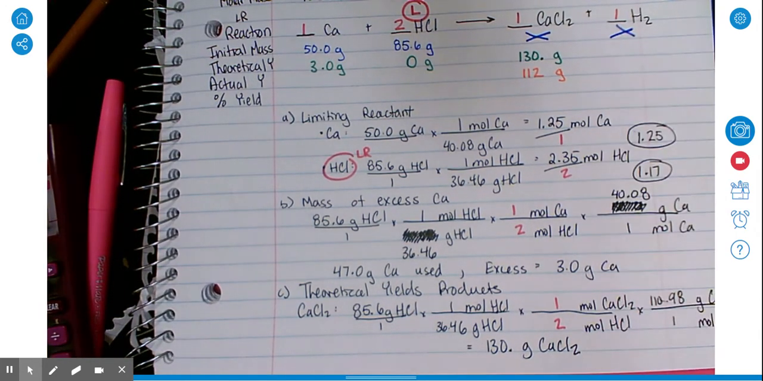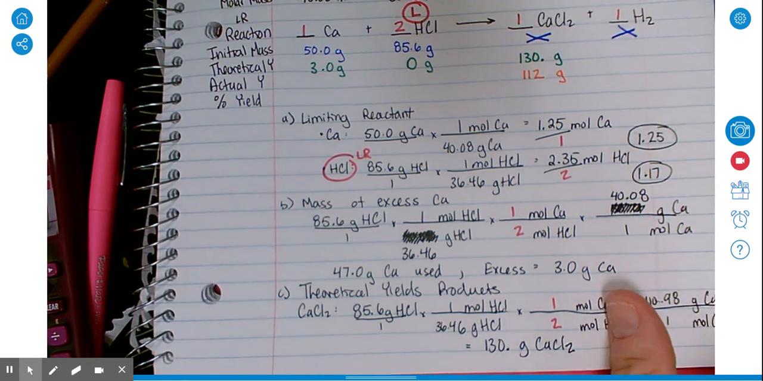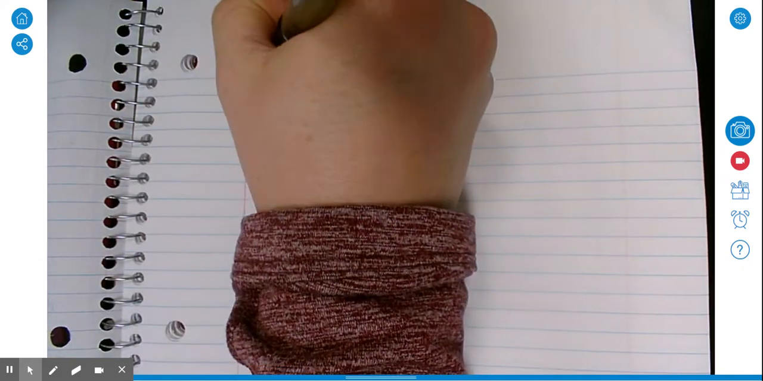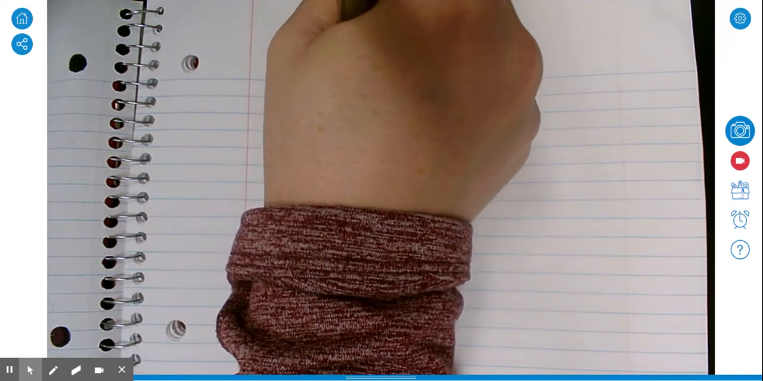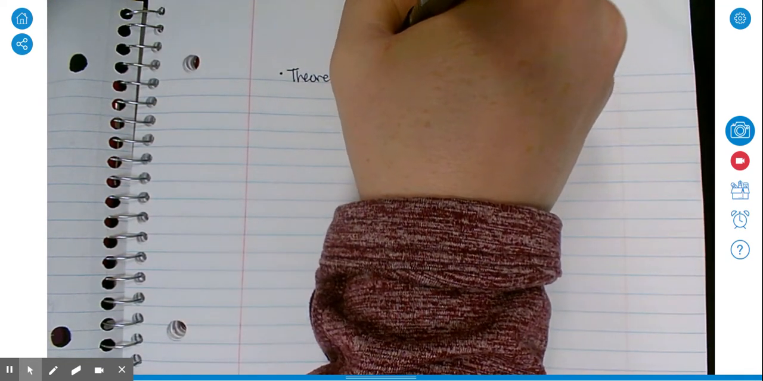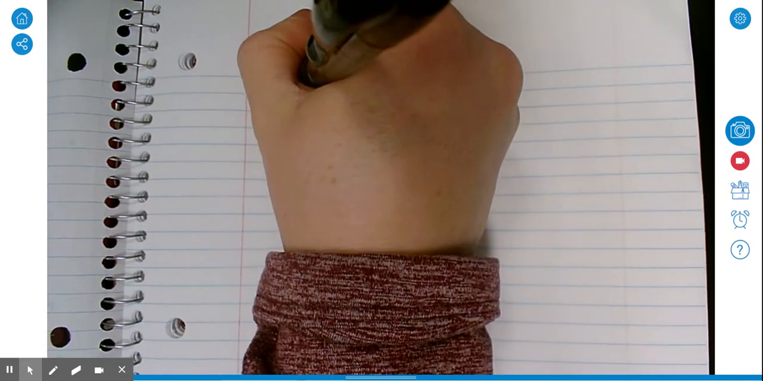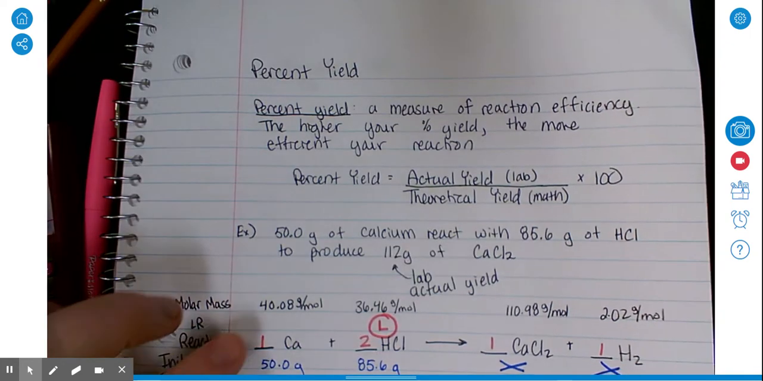Next thing I can calculate is my theoretical yield of H2. I'm going to go on a different page. That's fine. I'm still going to fill out that table on the previous page. So I'm still on theoretical yield. This time I'm doing the theoretical yield for H2. Make sure you're using your limiting. So still using that HCl, which was my 85.6 grams.